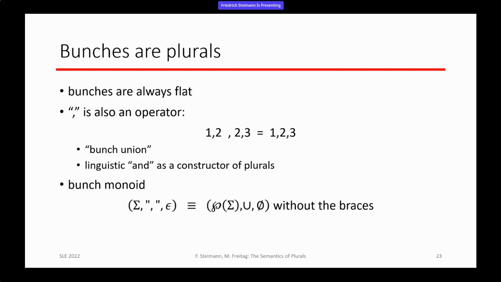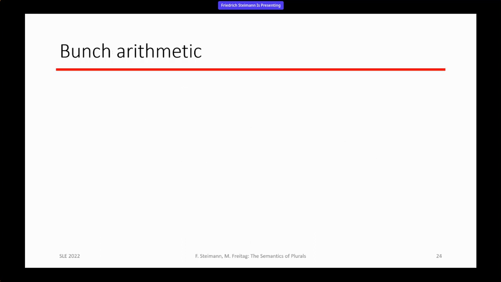Again, we have an alphabet, in this case the integers, and then the comma as the monoid operator, and the empty bunch as the neutral element. And this actually hints at the denotational semantics that we are going to give for bunches. It will be basically the set monoid without braces. Okay, so no, it will be the set monoid, sorry.